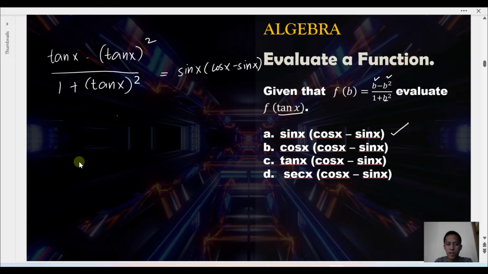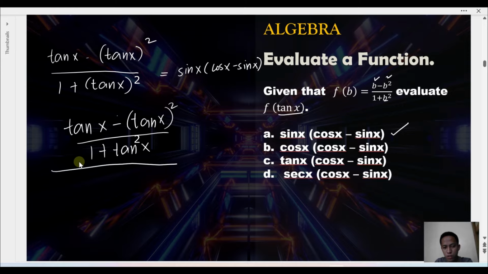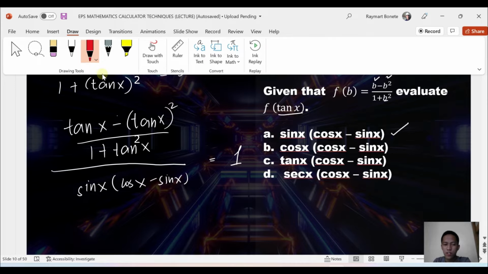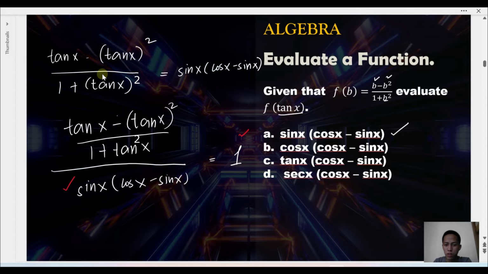That is why they are equal. Now, if you divide this by sin x on both sides, this becomes tangent x minus tangent x squared all over 1 plus tangent x, all over this expression, sin x times the quantity cosine x minus sin x, and that is equal to 1. So we divide both sides by sin x times the quantity cosine x minus sin x. Okay, so that is 1. Basically, we will try all of the choices in this denominator, and it should equal 1. The choice that equals 1 is the answer. So, let's try letter A first.